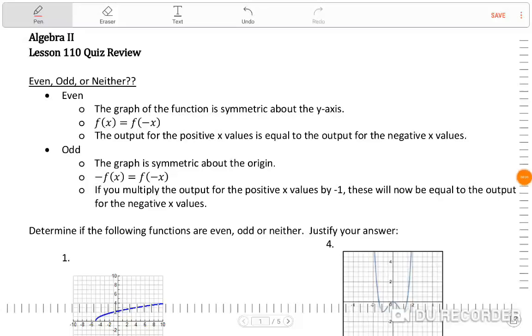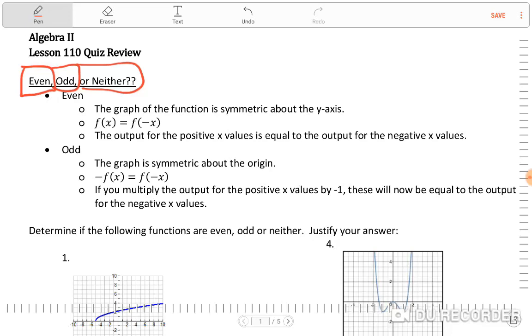So this is the Algebra 2 review for Test 5. We're going to be comparing functions. On the first page, what we want to look at is to see whether a function is even, odd, or neither. So the way we make that determination is based on how the function is presented to us.